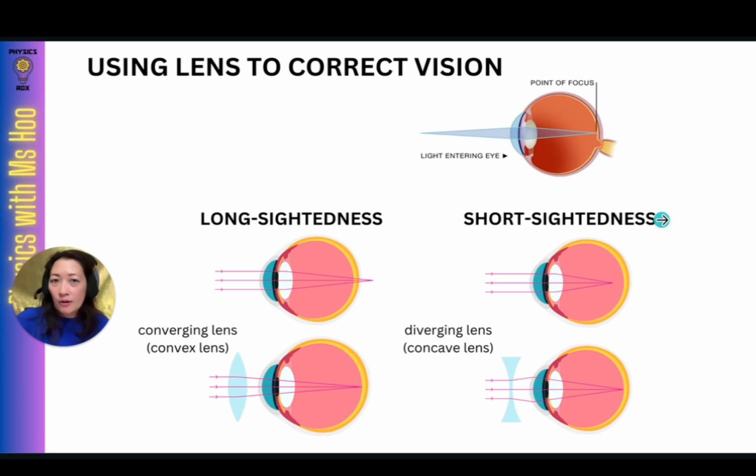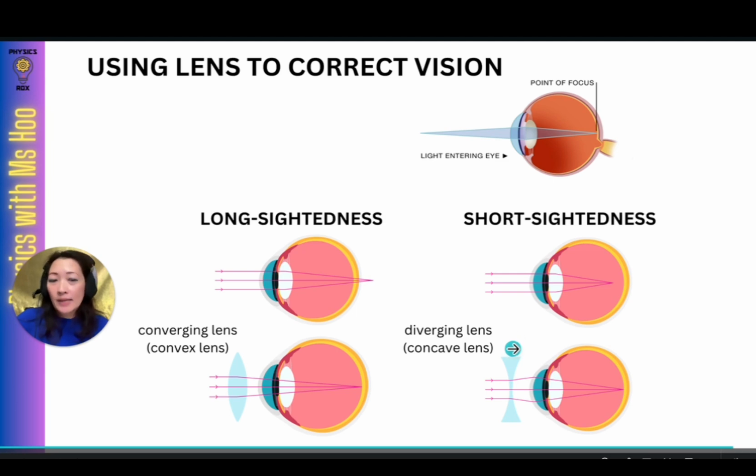People who are short-sighted can only see near objects clearly. That means that objects that are far away can't be seen clearly. So short-sightedness, short distance, they can see more clearly. People who are short-sighted have the opposite problem of people with long-sightedness. The light rays this time are focused in front of the retina. You can see now they're focused in front of the retina.